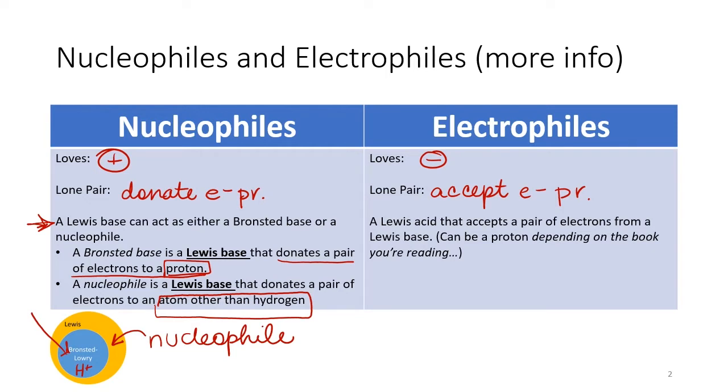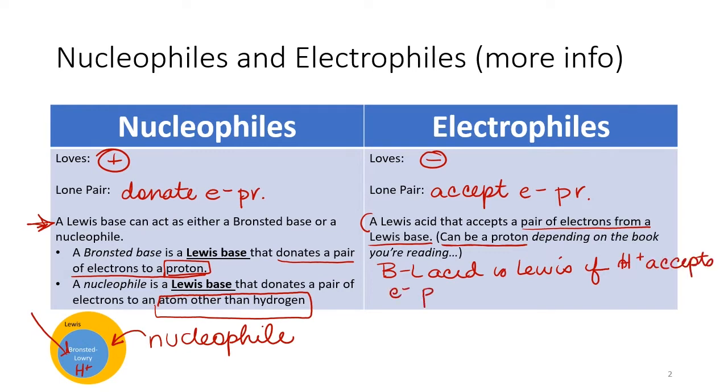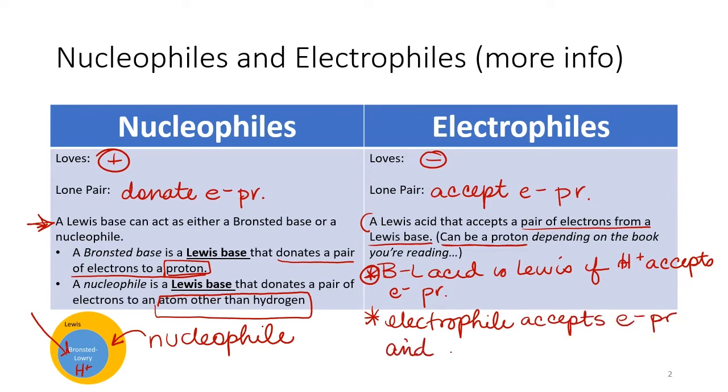So let's go to the other side of things and see that a Lewis acid accepts a pair of electrons from a Lewis base, period. It can be a proton. So where we have this exclusionary situation on the left, we don't on the right. But for our sanity, we're going to say a Bronsted-Lowry acid is the Lewis acid if the H plus accepts the electron pair. So we're putting the same parameters up so that as we investigate, we're not having to overthink ourselves. And then we're going to say it's an electrophile when it accepts the electron pair and does not involve that proton. So similar breakdown of the diagram over here.